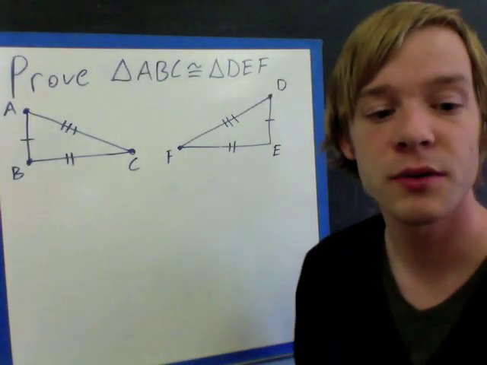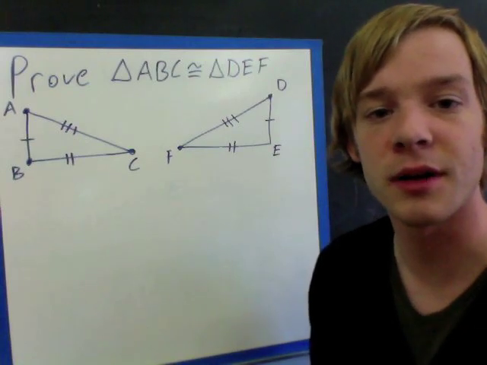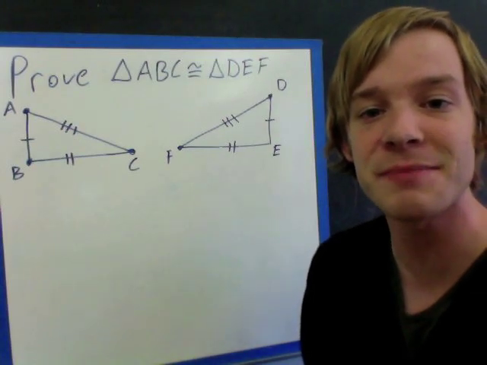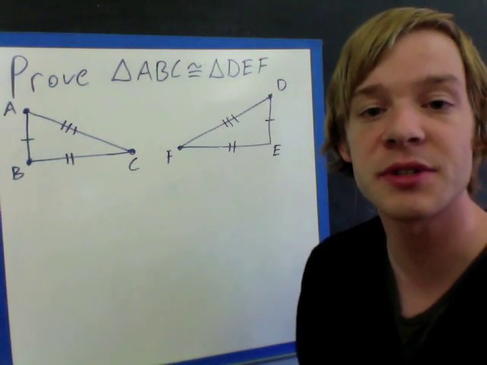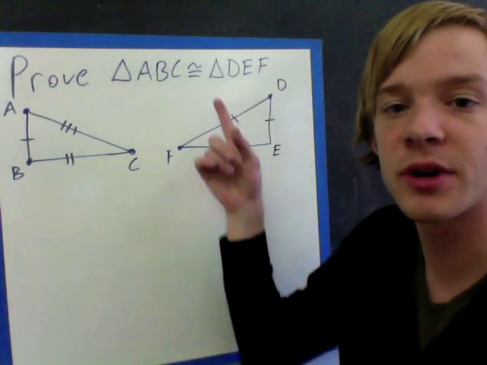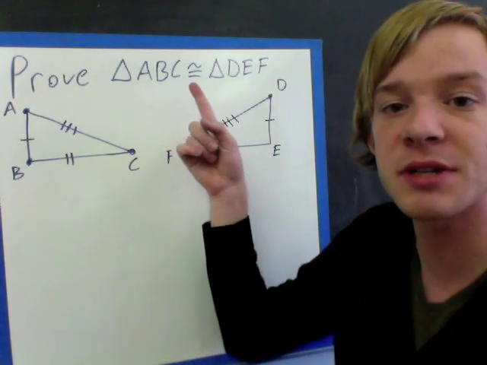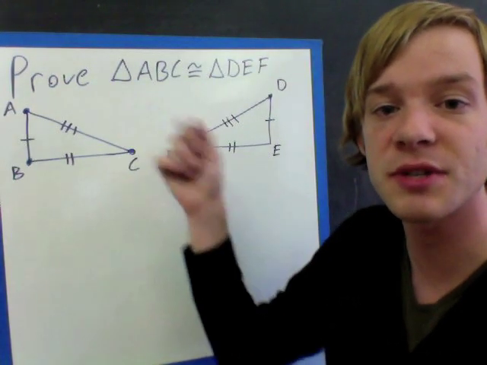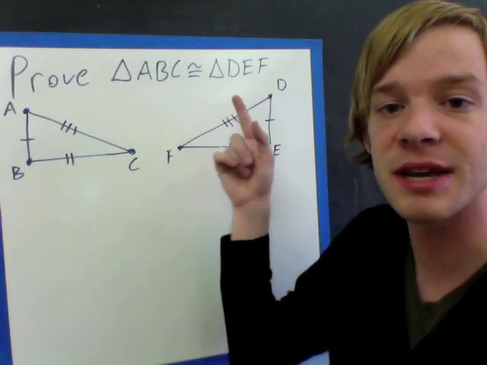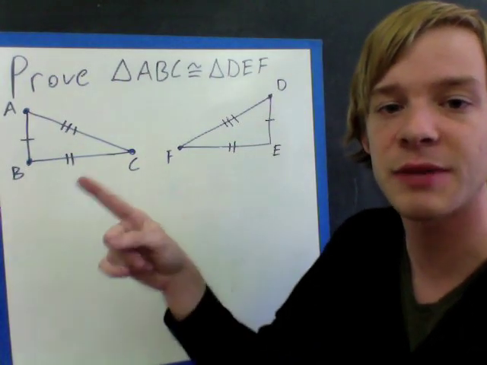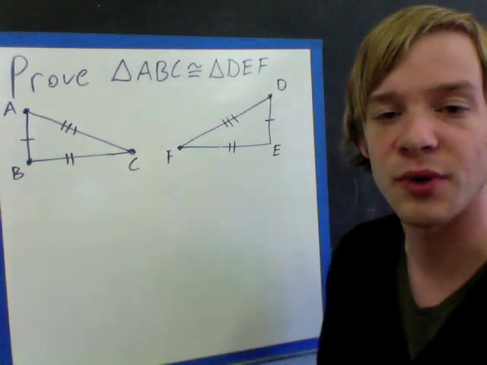So right here, we're given this example, prove that triangle ABC is congruent to triangle DEF. Remember, this little symbol in the middle here means congruent, and these two triangles here mean that the ABC and the DEF are talking about these two triangles right here.